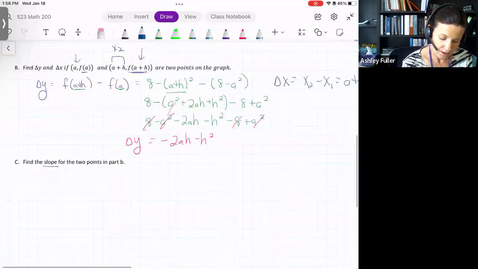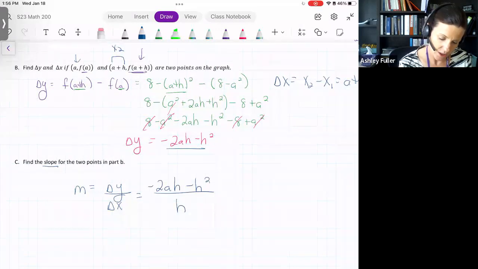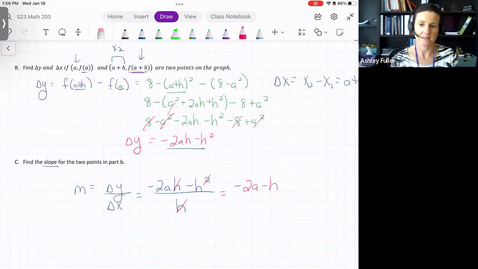Now, to find the slope, we've defined slope as the change in y over the change in x. Here was our change in y, negative 2ah minus h squared, over the change in x, which we calculated to be h. Notice everything has an h that can cancel. And so we're left with the slope is negative 2a minus h.